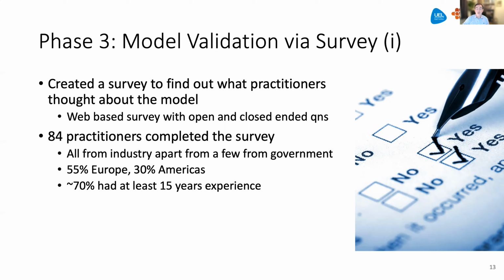84 people completed the survey, all from industry, apart from people working as software architects in government organizations, which we viewed as another kind of industry. 55% from Europe, 30% from the Americas, and that would be 15%, if my maths is correct, from the rest of the world. So we do have a bit of a skew towards Europe and Americas, but even if we only have a model that works in those regions, that's still valuable.